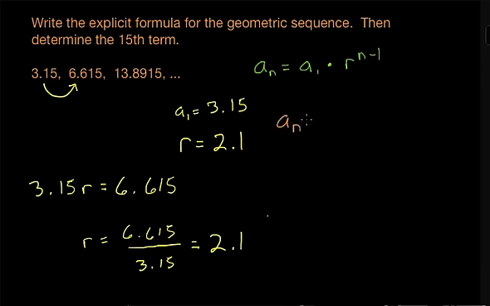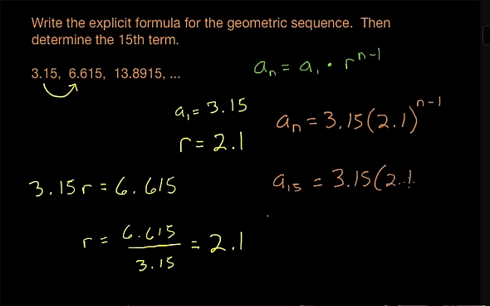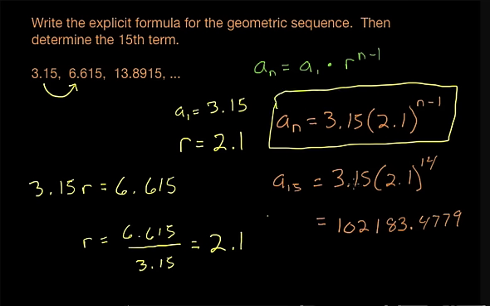So our explicit formula is going to be a sub n equals our first term 3.15 times 2.1 raised to the n minus 1 power. Now, if we're looking for the 15th term, then A15 is going to equal 3.15 times 2.1 raised to the 15 minus 1, which is the 14th power. And if you put this into your calculator exactly as it looks, you will get 102,183.4779. So our answers are here, the explicit formula and the 15th term.